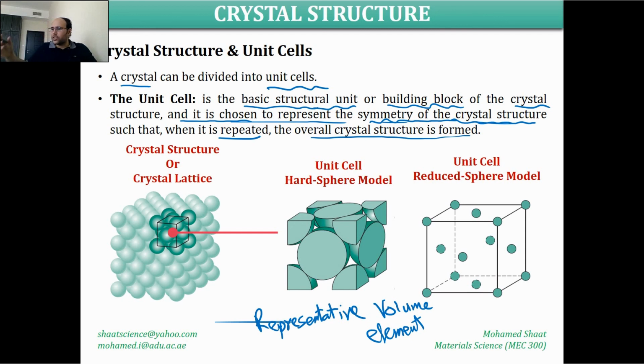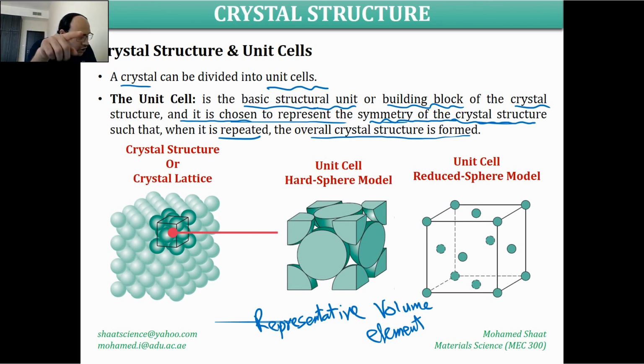As I said, it would be hard for us to study the properties of the entire crystal because of the huge number of atoms and lots of other things. But it is fine if we choose one volume, one small piece of this crystal, and study it. This volume should be representative of the entire crystal. So this is another condition based on which we can define the unit cell for a certain crystal. In general, the unit cell is the basic structural unit or building block that is representative of the entire crystal, and it will form the entire crystal when it is repeated.